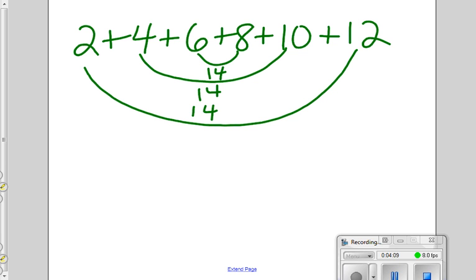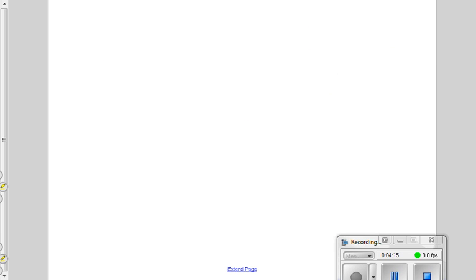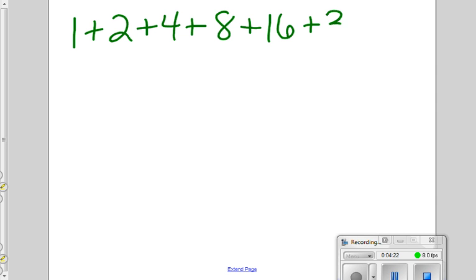It looks like it always works. We think it always works. Always is a strong word. Is this a number pattern? Yes. There's a pattern. Is this pattern arithmetic? No. It's not adding the same amount every time.